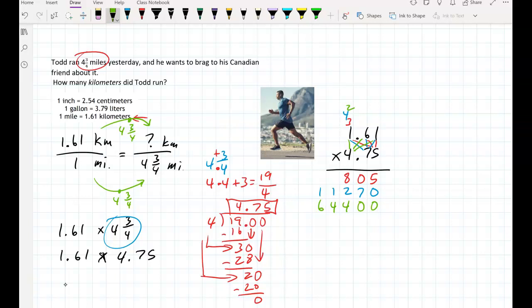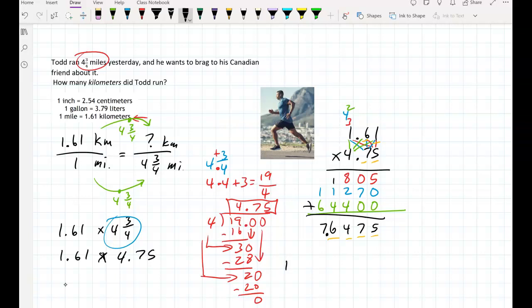All right, and now I add all my rows, 5 and 0 and 0, 0 and 7 and 0, 8 and 2 is 10, plus 4 is 14, carry the 1, 1 and 1 and 4 is 6, and 1 and 6 is 7. Now, how many numbers come after the decimal in my problem? Well, there's 1, 2, 3, 4 total. So I'll go 1, 2, 3, 4 total in and put my decimal right there.